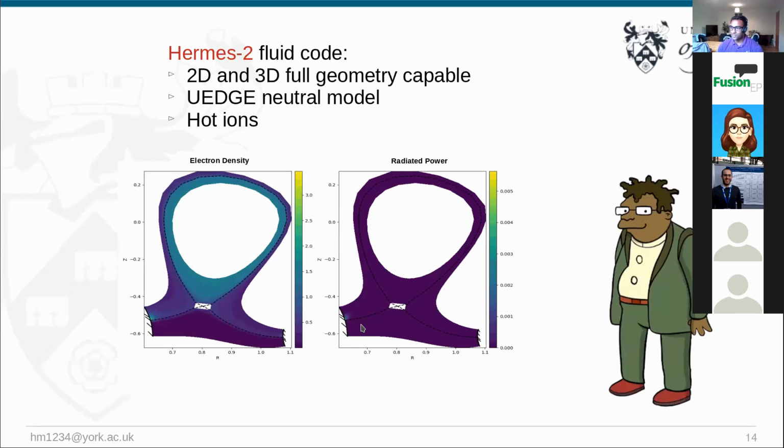So here's an example of a sim that I do. You can see the radiated power if you focus on the image on the right, where you can see this radiation region slowly spreading out from the strike point in the radial direction, and also going further upstream, which is what you observe in real life.